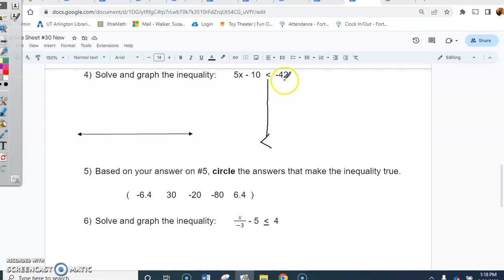Now over here, this is a negative, right? So here, we'll go on and solve this, but this is what I need you to know. This right here, which doesn't flip, will be opened, right? Because there's no equal sign, and it's going to shade this way, okay?